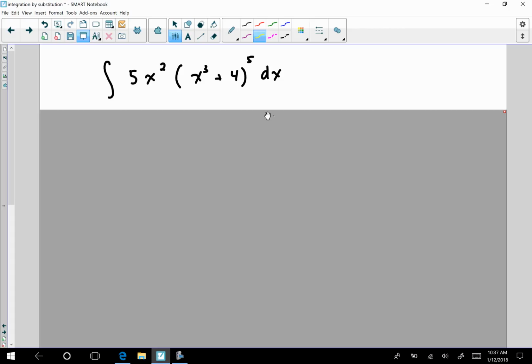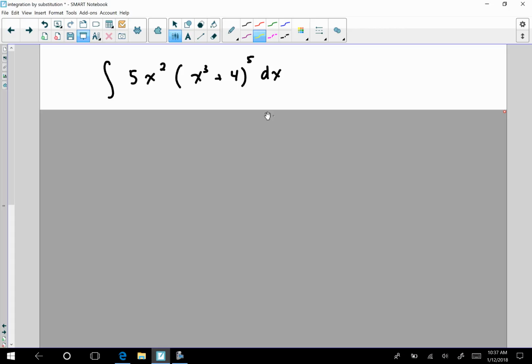I want to look at the antiderivative of 5x squared times quantity x cubed plus 4 to the 5th power dx. How am I going to deal with that? Looks like a product. I don't have a product rule. What I'm going to do is rewrite this in a way. I'm going to use some substitution and rewrite that to give me an integral that I can indeed integrate.